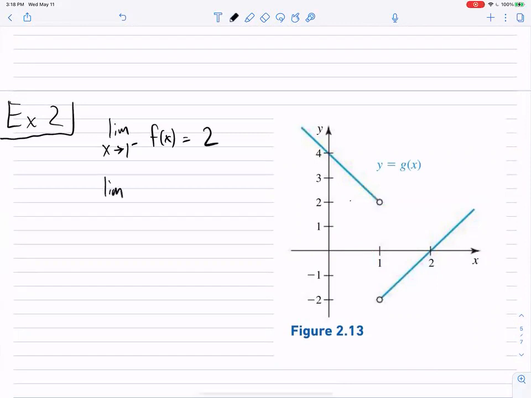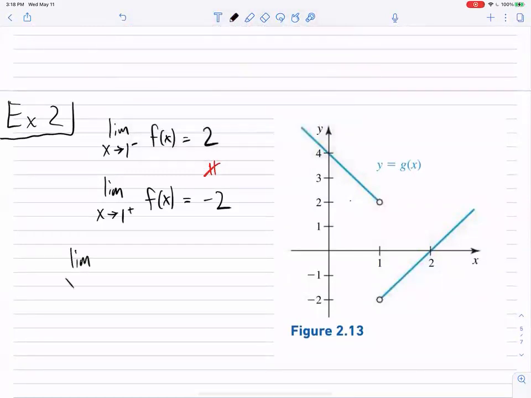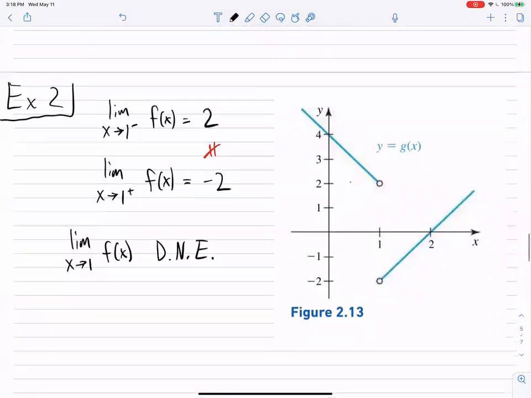And the limit as x approaches 1 from the right of f of x. So if I approach from numbers bigger than 1, so that's these y values, it seems like they're getting really close to -2. And so because these two things are not equal, that means that the limit as x approaches 1 of f of x does not exist because the two one-sided limits are not the same thing.